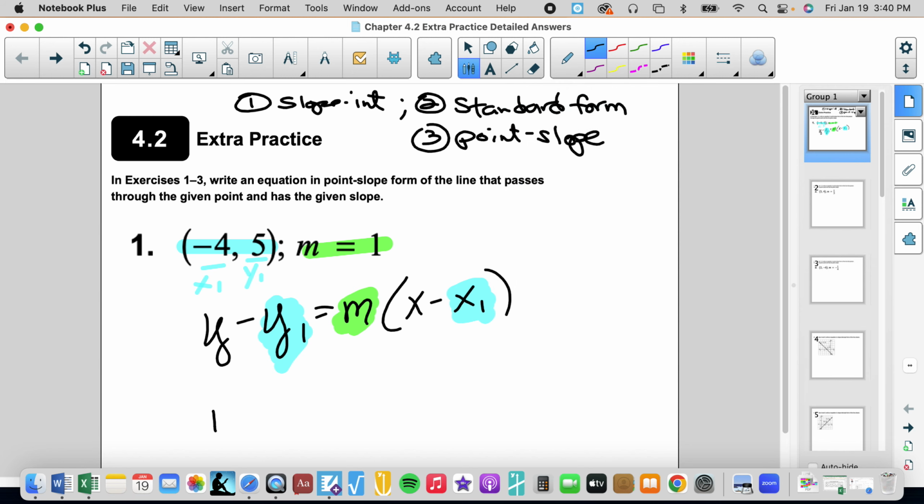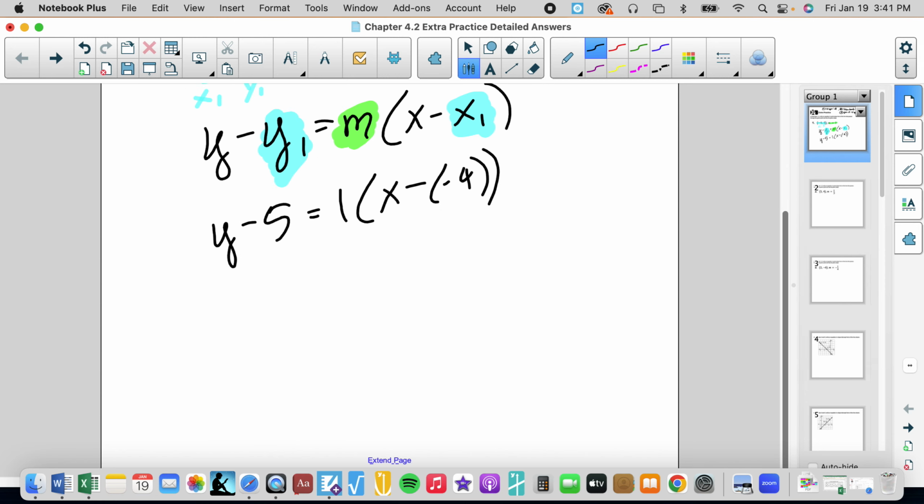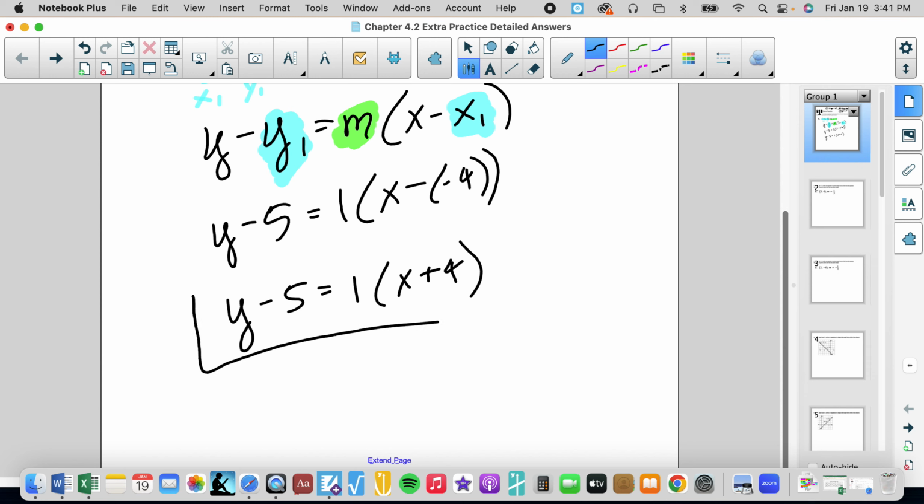Yes, it's that easy. y minus whatever my y sub 1 value is, which is 5, equals m, which is my slope value, times the quantity x minus my x sub 1. And that negative for my x sub 1 is different from my template negative. Now we're going to simplify it. It's not very often that we keep a 1 outside of a parentheses. Usually 1 goes understood. It is not written, but it's understood. But in this case, we will have a 1 to show.